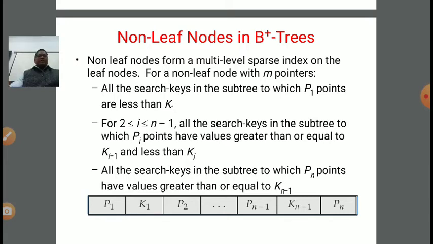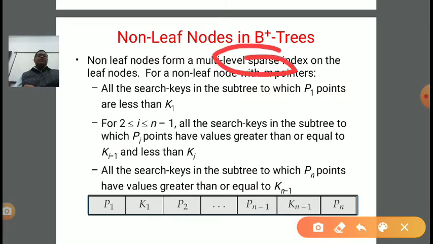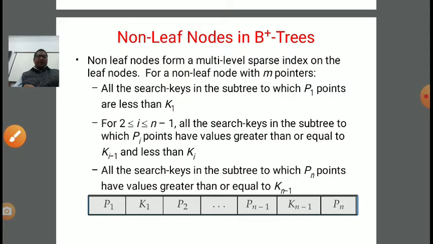What is that? Non-leaf nodes form a multi-level sparse index on the leaf nodes. For a non-leaf node with m pointers, all the search keys in the subtree to which p1 points are less than k1. Very important point. Non-leaf nodes form a multi-level sparse index on the leaf node, right?